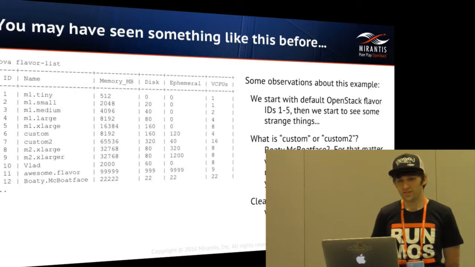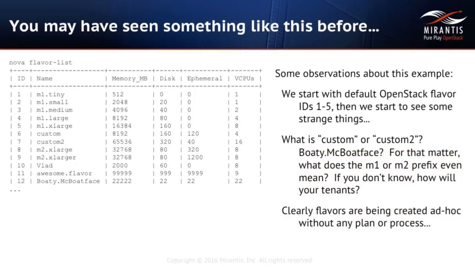where there's some flavors here which seem to start fairly innocently. Your m1.tiny, small, your OpenStack defaults. And then we start to see some other interesting entries here. There's a custom flavor, a custom2 flavor, an m2.xlarge, m2.xlarger. One wonders when the m2.xlargest flavor is going to make an appearance. Vlad, and then I added a couple here just because: my awesome flavor and the Boaty McBoatface.